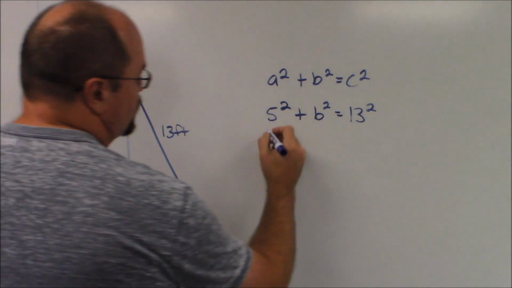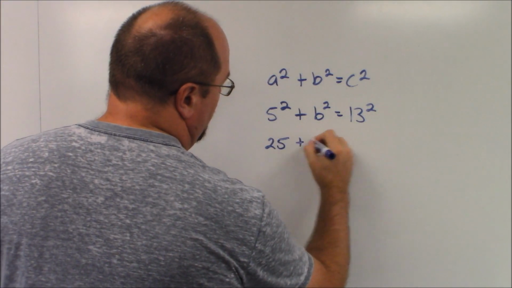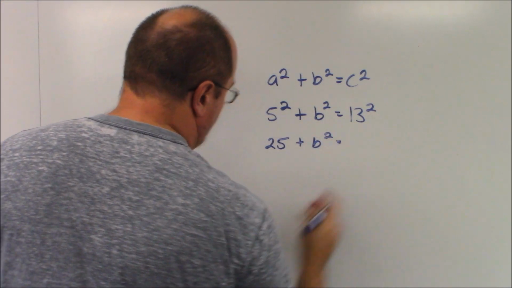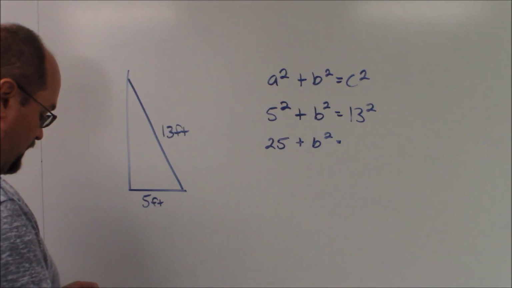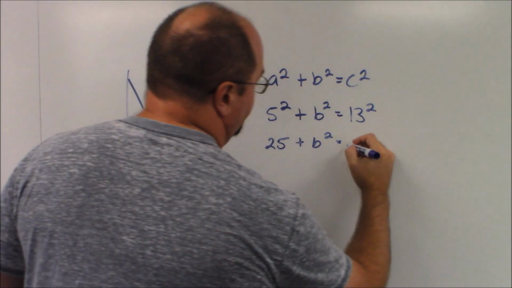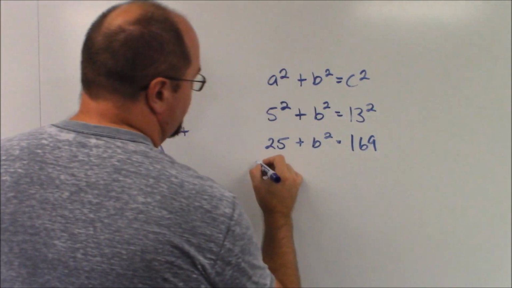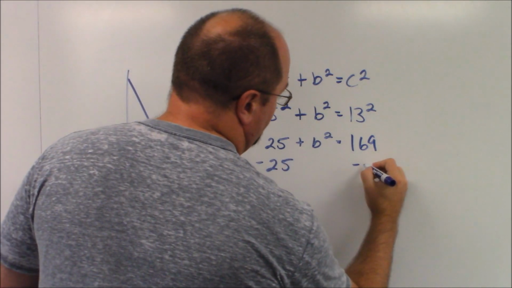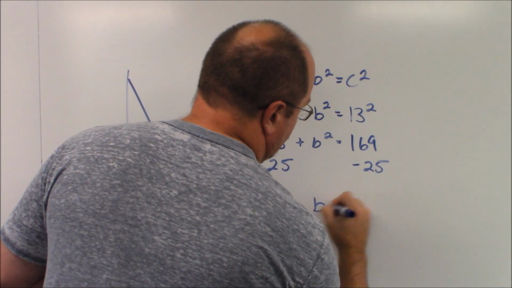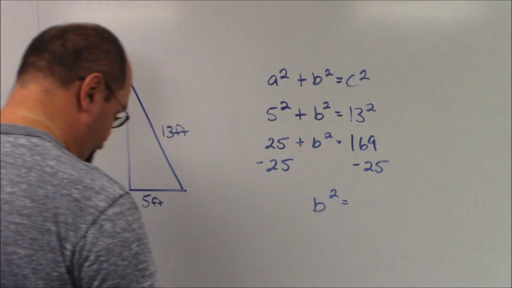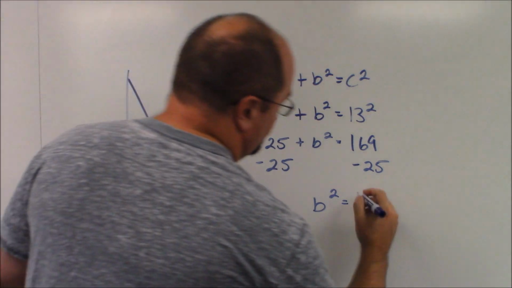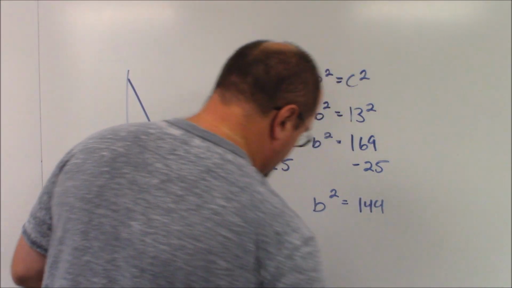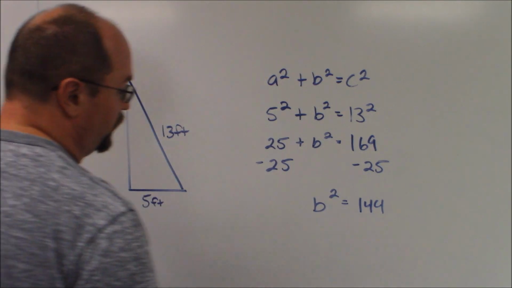All right, 5 squared is 25. 13 squared, yes, I am using my calculator, 169. We're going to subtract 25 from both sides to isolate b squared. Gives us 144. Square root of 144 is 12.